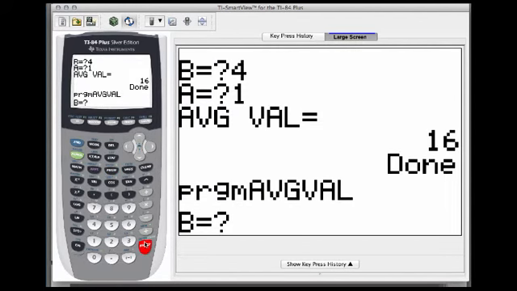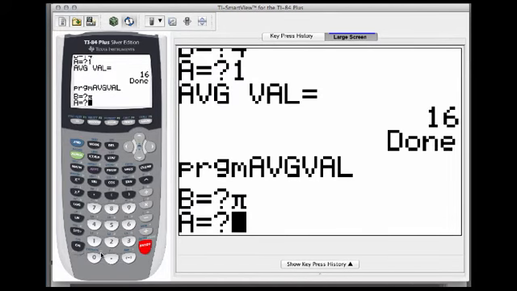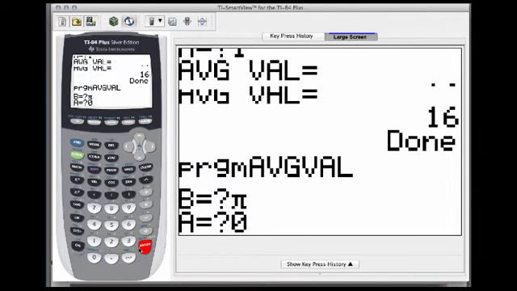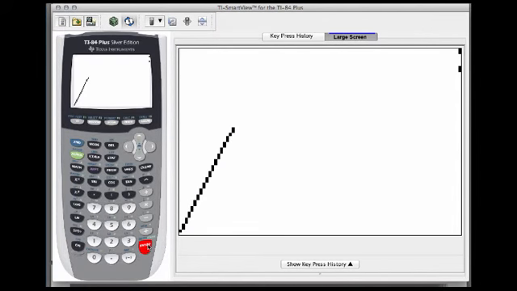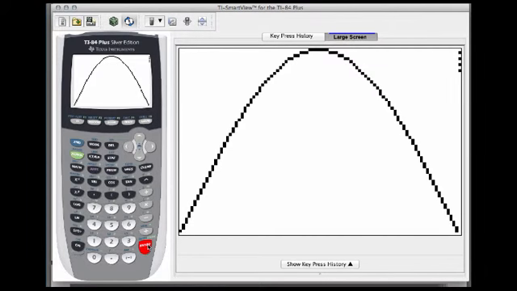Just hit enter. So the b value in this case was pi. A was 0. All right, so remember what it's doing. It's drawing you the graph, and the left and the right edges of your calculator screen correspond in this case to 0 and pi. So that's the width of your rectangle. It's still working, so hit enter, and here comes the top that creates your rectangle.